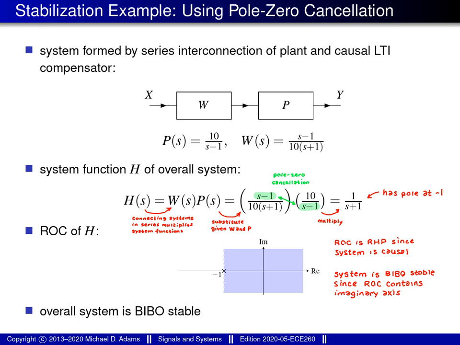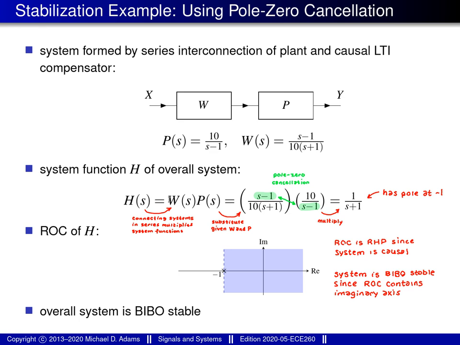In the next part of this example, we're asked to show that the unstable plant can be stabilized by connecting it in series with the causal LTI compensator with the system function W, where W is given by this particular formula here. So now let's proceed to show that the system depicted in the block diagram is BIBO stable. First, we can observe that since the compensator and plant are connected in series with one another, as is shown in the block diagram here, the system function H of the overall system is given by the product of W and P. In other words, we have this equation here.